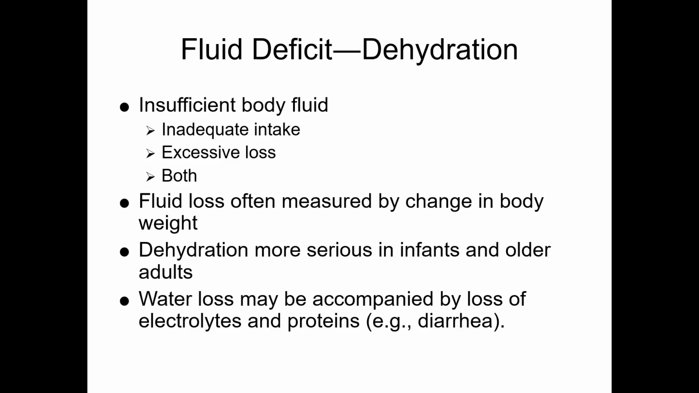In isotonic dehydration, we will see a loss of fluid and electrolytes. In hypotonic dehydration, we will see a loss of more electrolytes than water. In hypertonic dehydration, we'll see a loss of more fluid than electrolytes. Hypotonic and hypertonic dehydration can cause signs and symptoms of electrolyte imbalances and also influence the movement of water between intracellular and extracellular compartments.